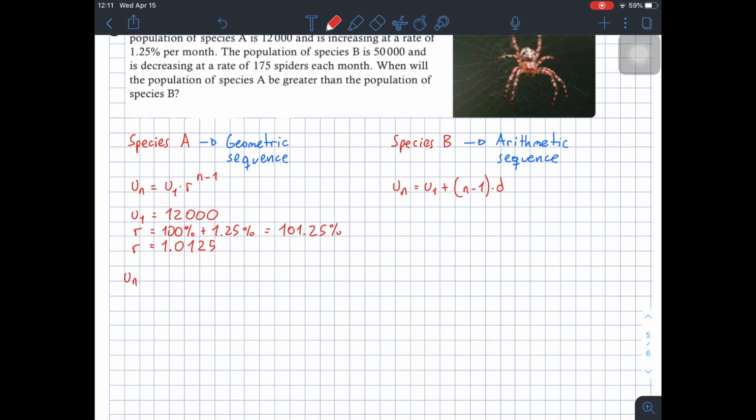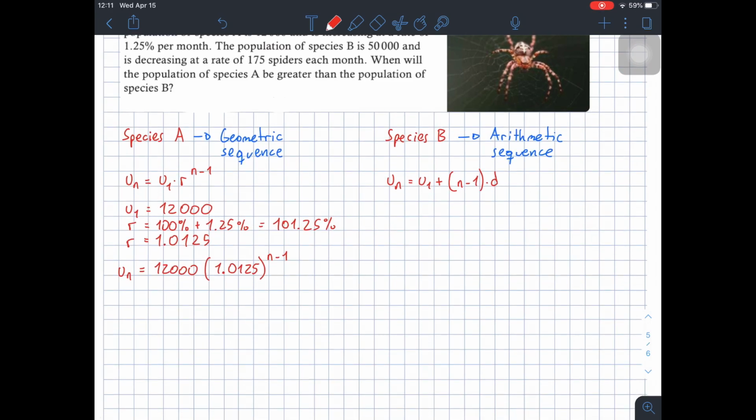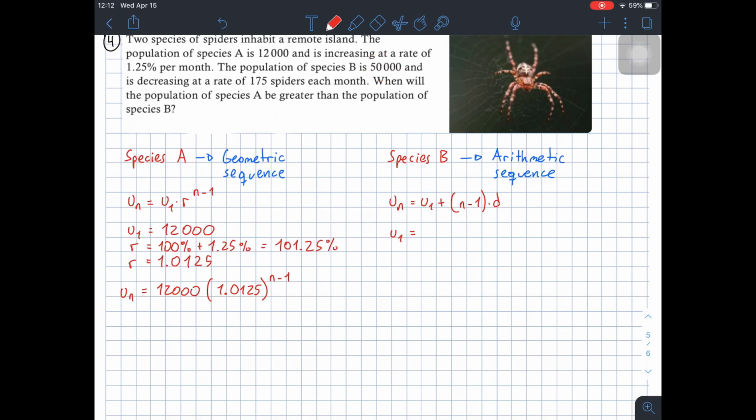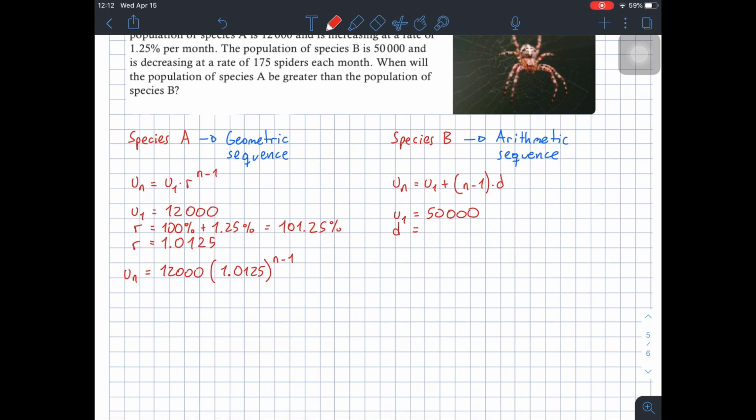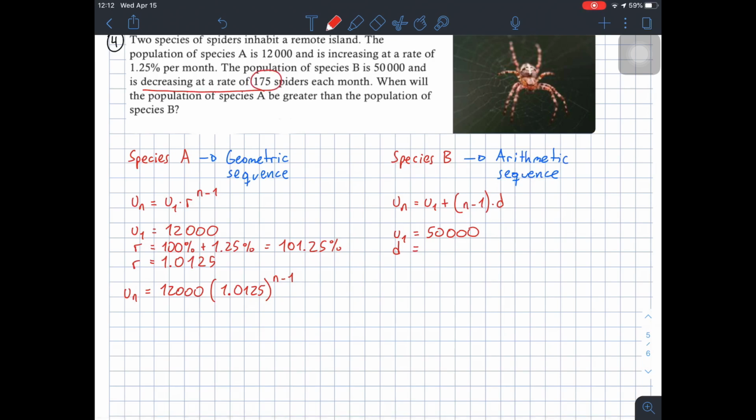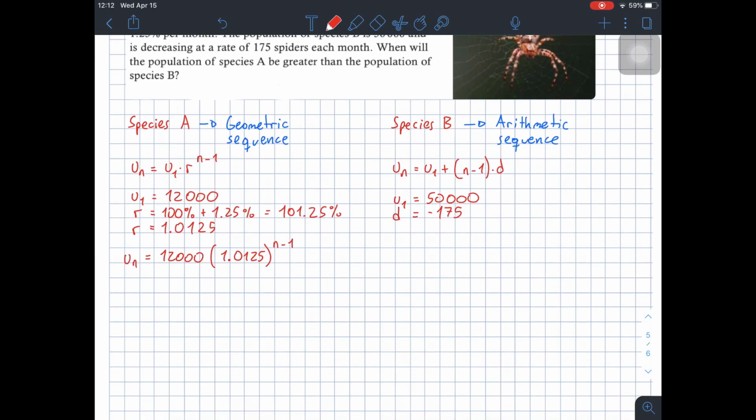So the equation would be Un equals 12,000 times 1.0125 to the power of n minus 1. That's our equation for species A. Now, if we go to species B, we know that U1 is 50,000. Then we know that d, the common difference, is negative 175, because it's decreasing 175 spiders each month. So our general equation would be Un equals 50,000 plus n minus 1 times negative 175.